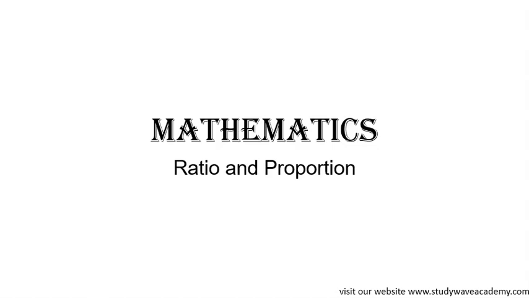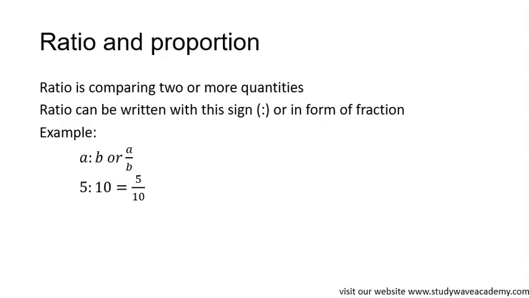Okay, that is good. So what do we mean by ratio and proportion? Ratio is comparing two or more quantities, okay? And ratio can be written with this sign, which is called the colon, or in form of a fraction, okay? Ratio is a way of expressing comparing quantities, while proportion is an equation stating that two ratios are equal. Okay, we're going to get into that deeper.